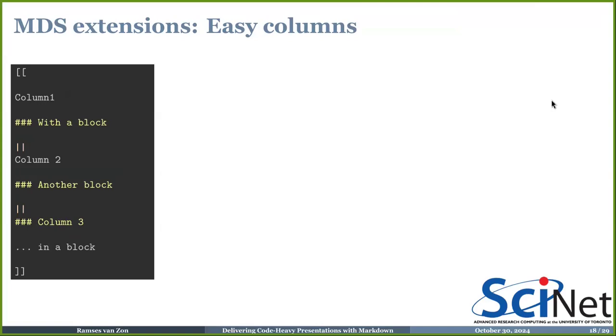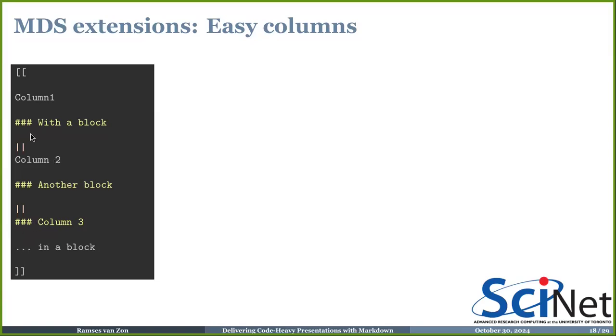Columns, for instance. One of the extensions that I really like, because it makes it so easy to make columns, is this syntax for columns. So here's a column. In that column, I want a block, but the column starts with 2 square brackets, and the next column starts with 2 parallel lines. The idea is columns are parallel, so that expresses that the next part is in parallel to the first part. And you can have more than one column.